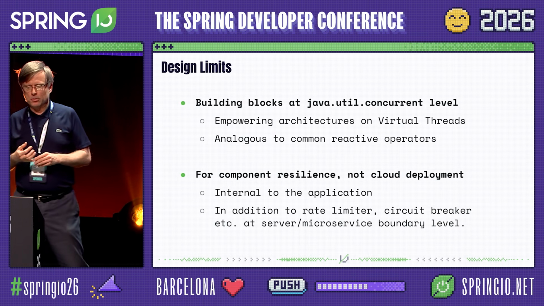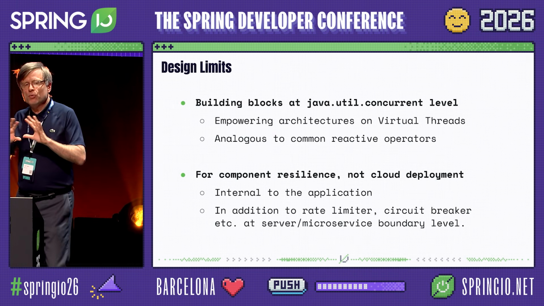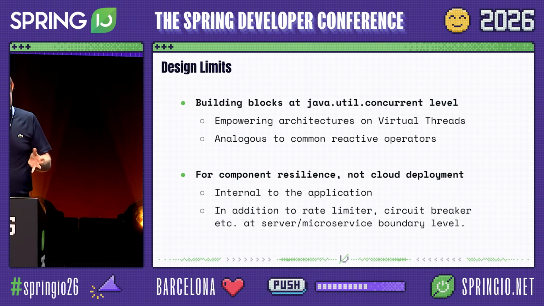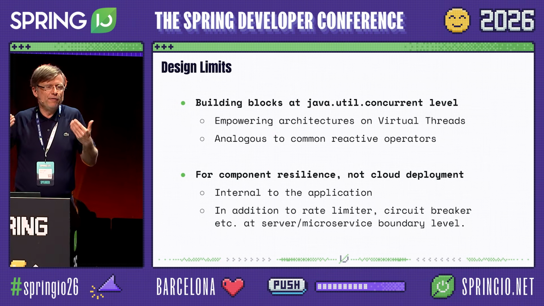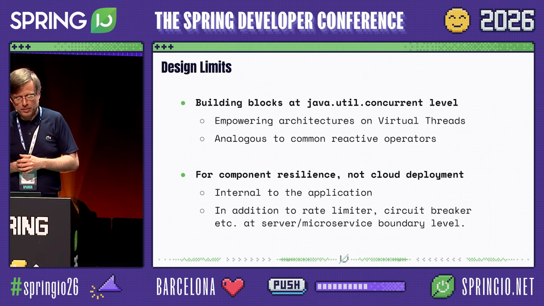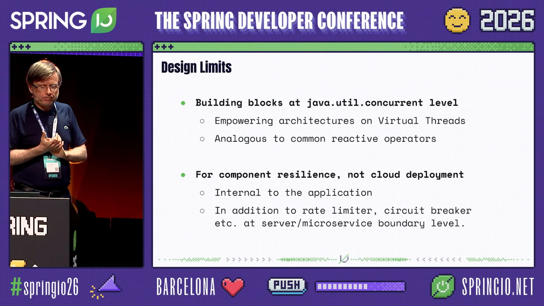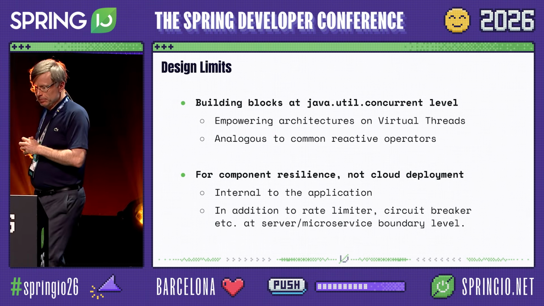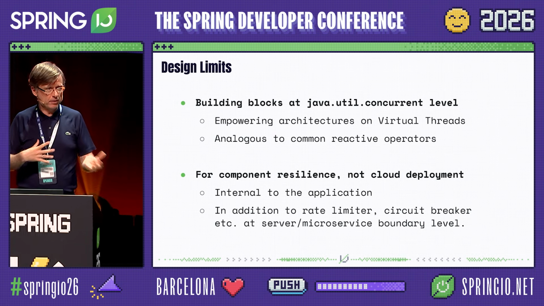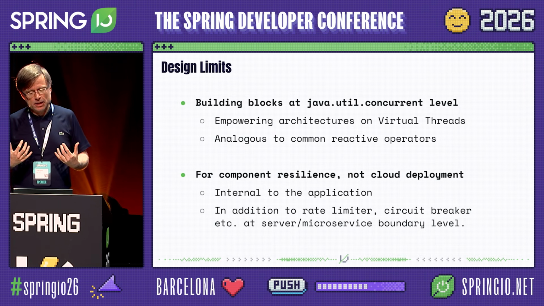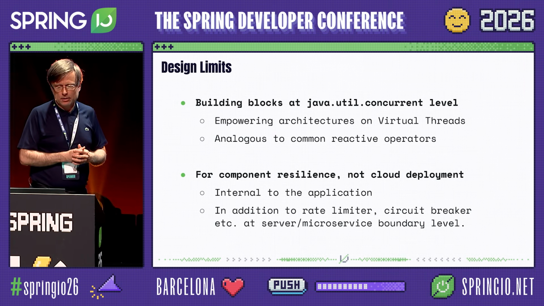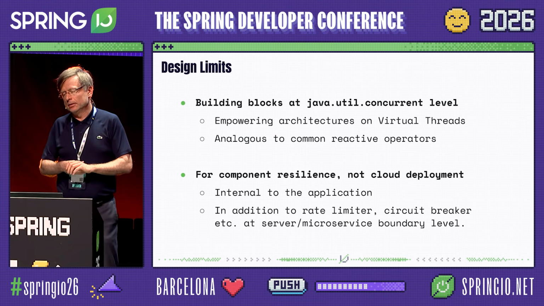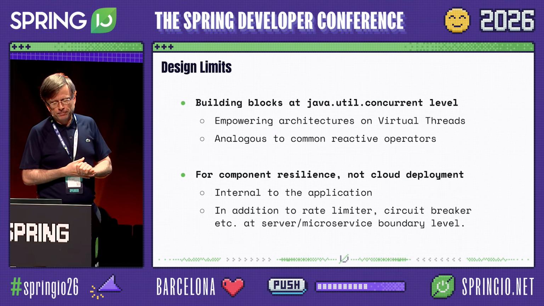So we won't do more than this, but we're trying to significantly improve the developer experience, of course. We're trying to empower architectures on virtual threads, but the Java util concurrent primitives are actually very virtual thread aligned already, so that goes along with it.